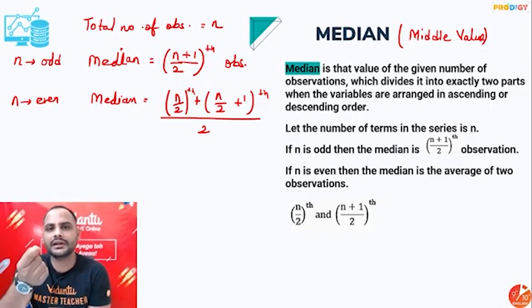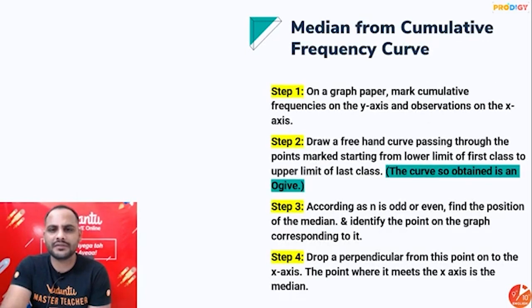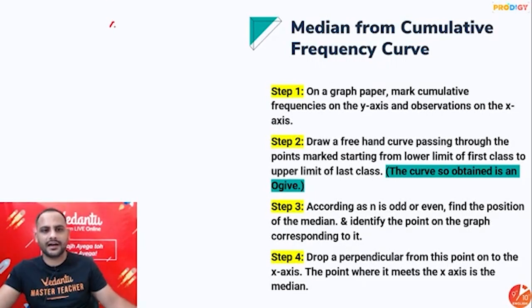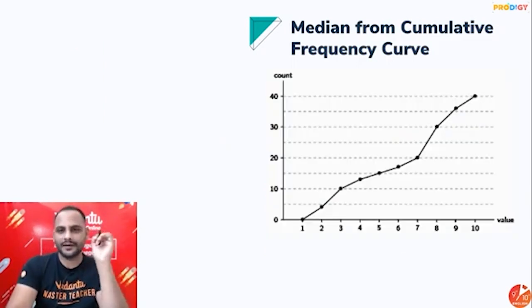Now we will be learning to find the median using ogives. So we'll be drawing the ogives, the cumulative frequency curve, mostly for the less than type. Then we'll be finding the median. In median, the steps: first we make the cumulative frequency distribution table, and remember, when you make this graph, on x-axis you'll put your observations, on y-axis you'll put your frequency. Then you'll plot all the points, and then we'll find the middle value. This will be more clear with the help of a diagram, so let's do it.